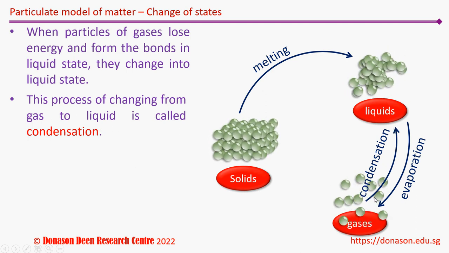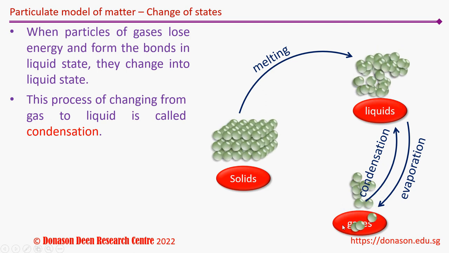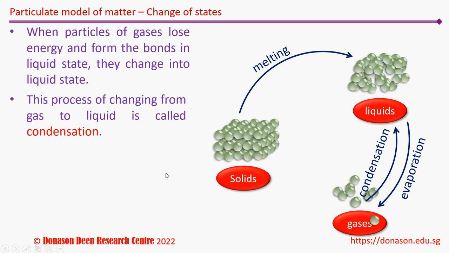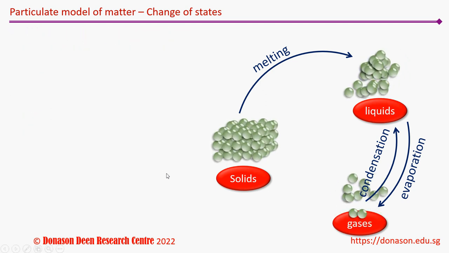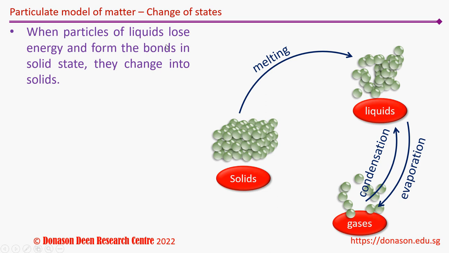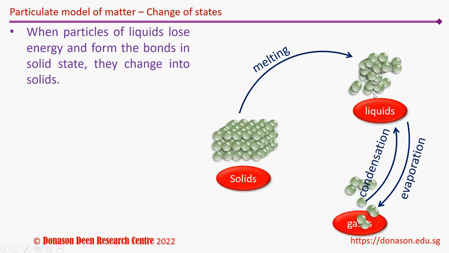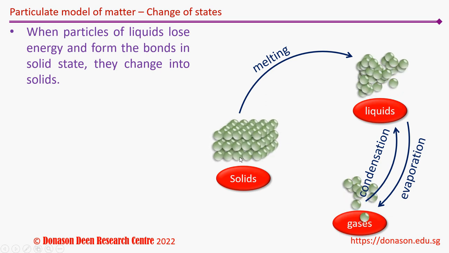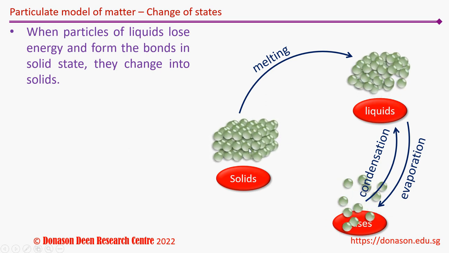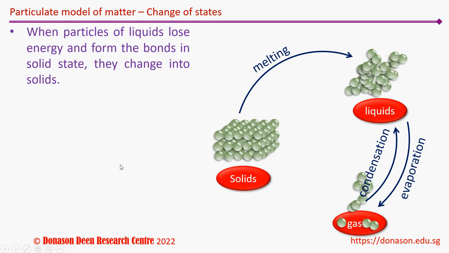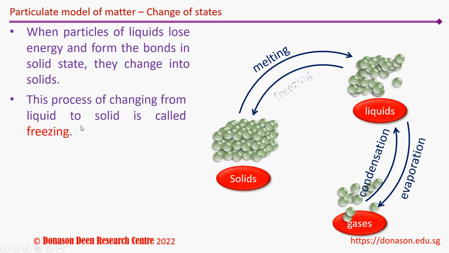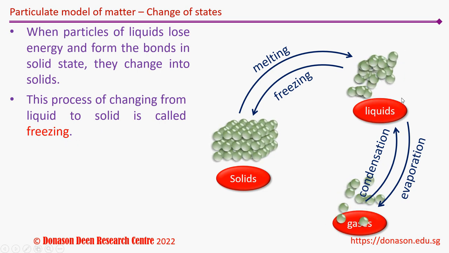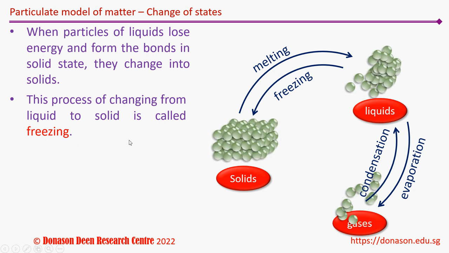If gases become liquid, such as water vapor condensing on a glass to turn into liquid water, that is called condensation. Now how about, can liquids become solid? When particles of liquids lose energy and they move much slower, they're going to get into a more regular arrangement of the particles, and of course from liquids they're going to change into solids. The process of changing from liquid to solid is what we call freezing. Liquids becoming solid is called freezing.